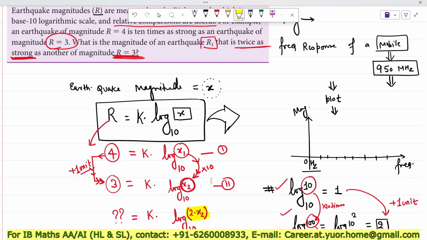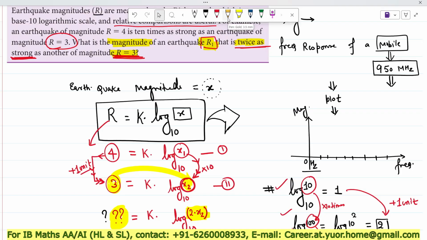Because the question is saying, what is the magnitude of an earthquake R1? It means we are looking for this Richter scale value. It is talking about the magnitude. The magnitude of R1 is twice as strong as the other of magnitude R equals 3. So for this R equals 3, whatever the magnitude, that was x2. Now the magnitude is twice x2, so we have to find this log value. Is it okay? Are you getting this?